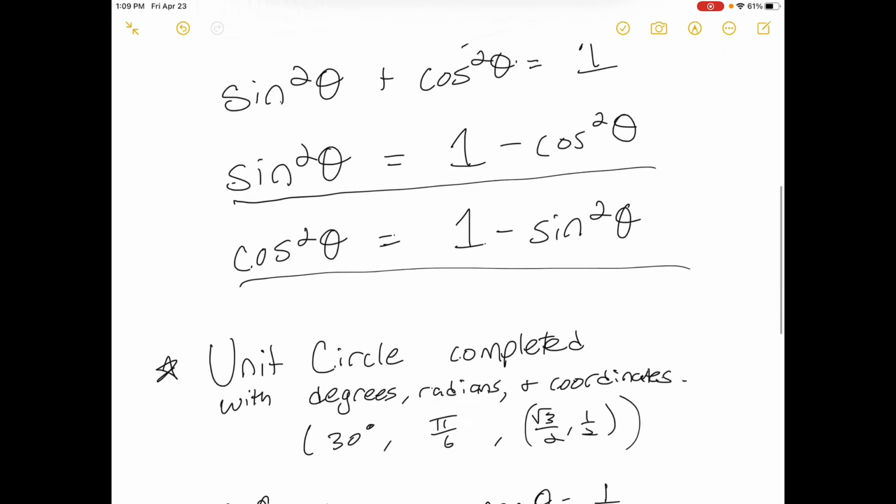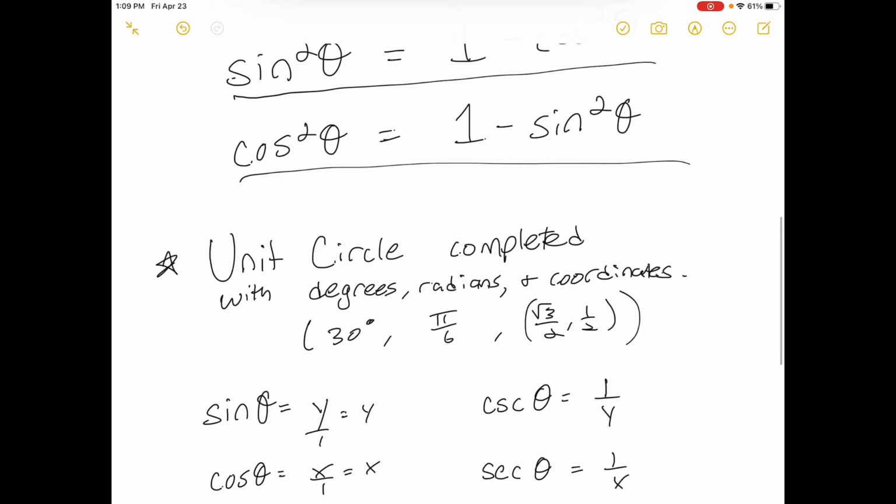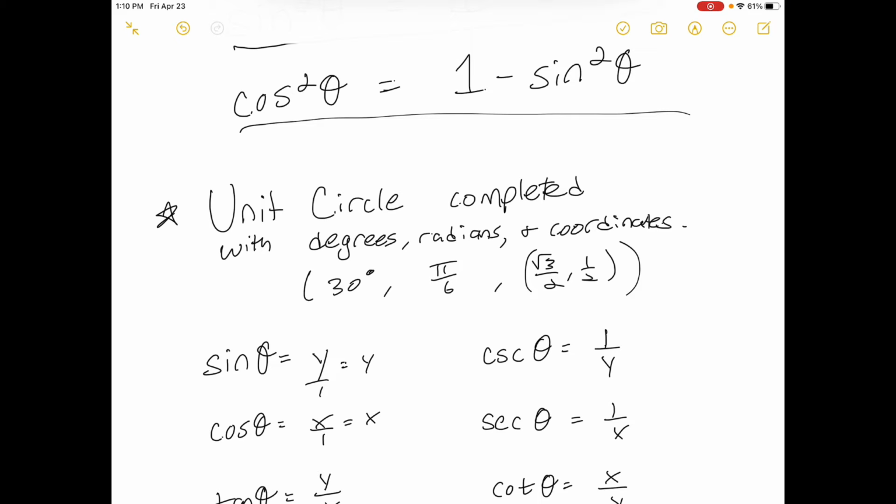And you also need your unit circle. Make sure it's completed. Make sure you have all the degrees, the radians, and the coordinates on your unit circle. So like at 30 degrees, that's pi over 6 radians, and the coordinates root 3 over 2, comma 1/2.